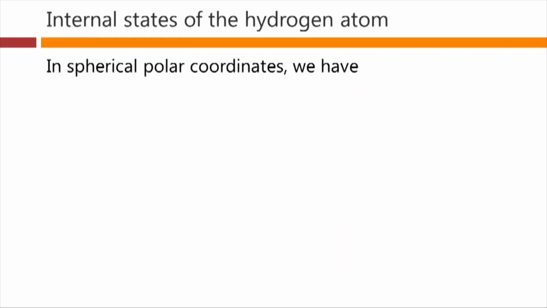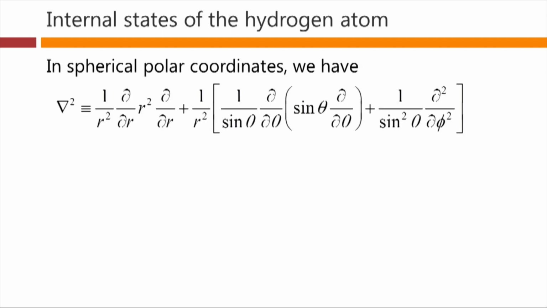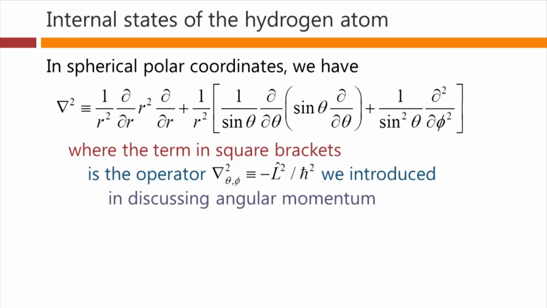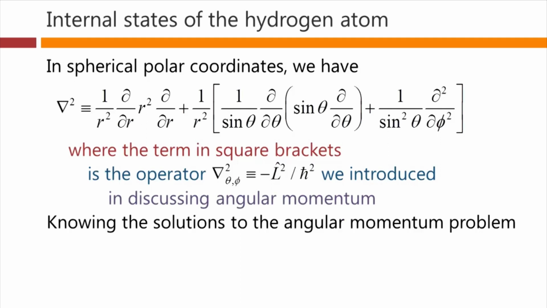So in spherical polar coordinates, the del squared operator looks like this rather forbidding formula here. The term in square brackets, though, is one that we've already seen, and that's this operator that previously we called del squared theta and phi, and it's really just the L squared operator with this minus sign and the h bar squared on the bottom. And we introduced that in discussing angular momentum.